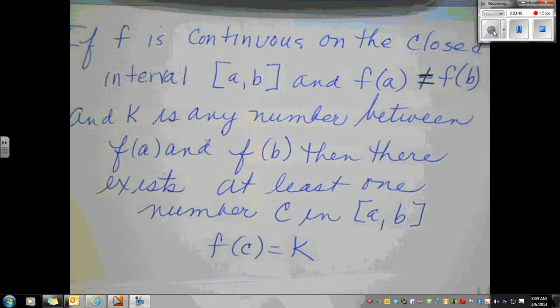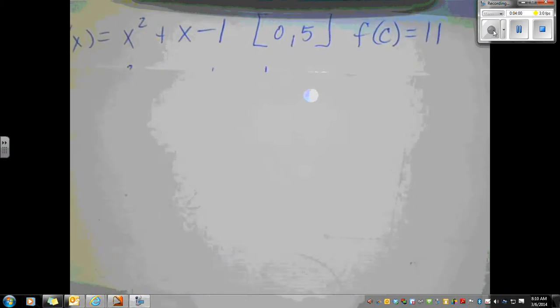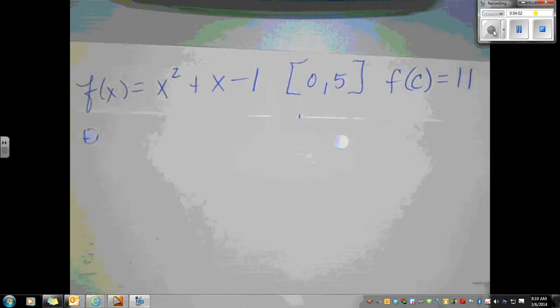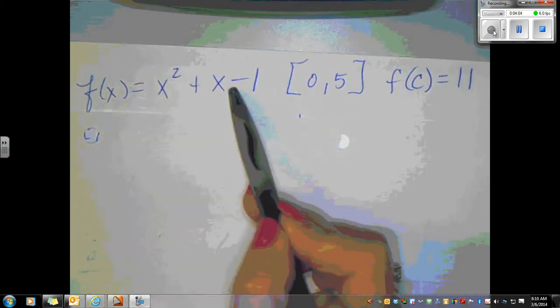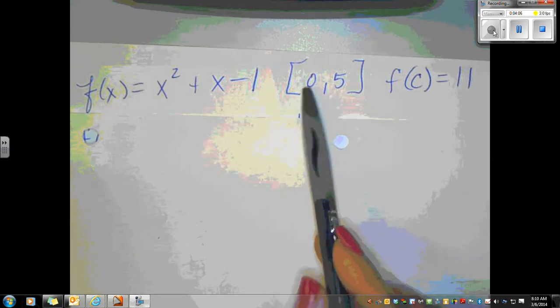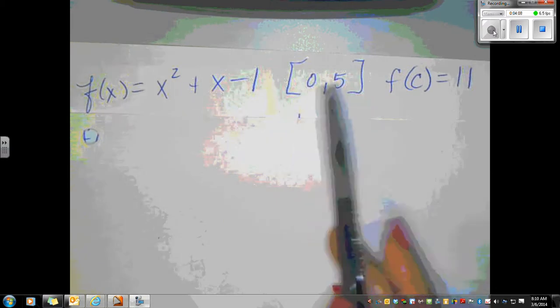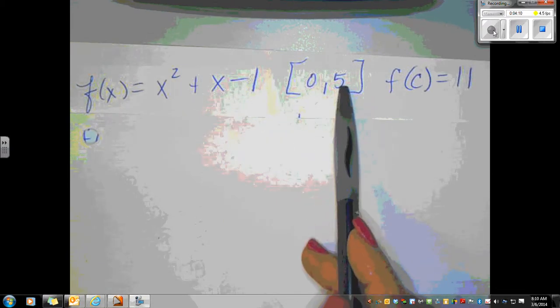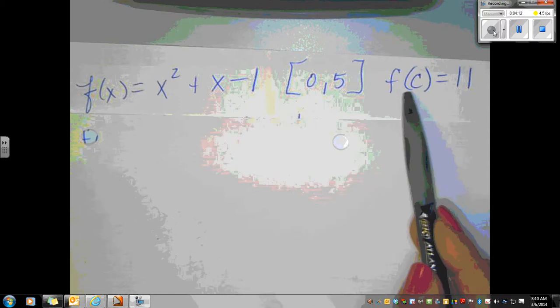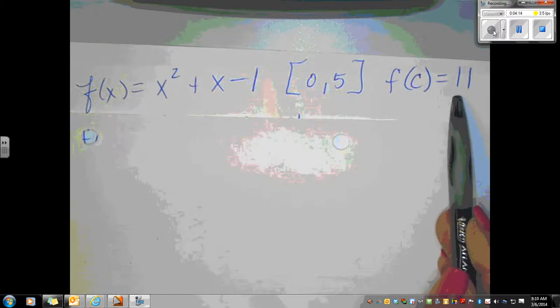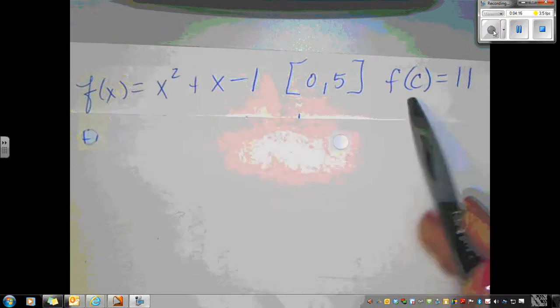Okay, now, I want us to look at a couple of problems. If we have this function, f of x is equal to x squared plus x minus 1. And this function exists between 0 and 5. It tells me that f of c is equal to 11. They want me to find the c.